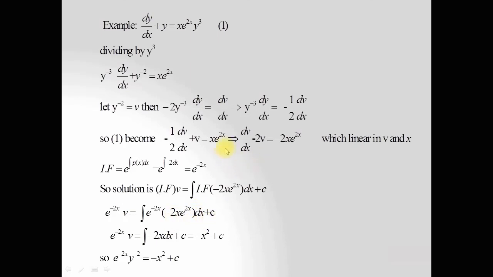Since the q function will be in x, that's why we integrate the product of the integrating factor and the q function with respect to x. Since the integrating factor is also a function of x and the q function is also a function of x, we integrate the product of the integrating factor and q function with respect to x.